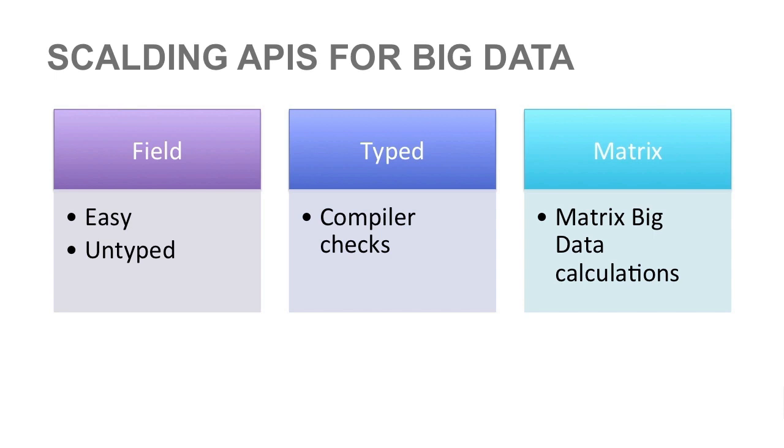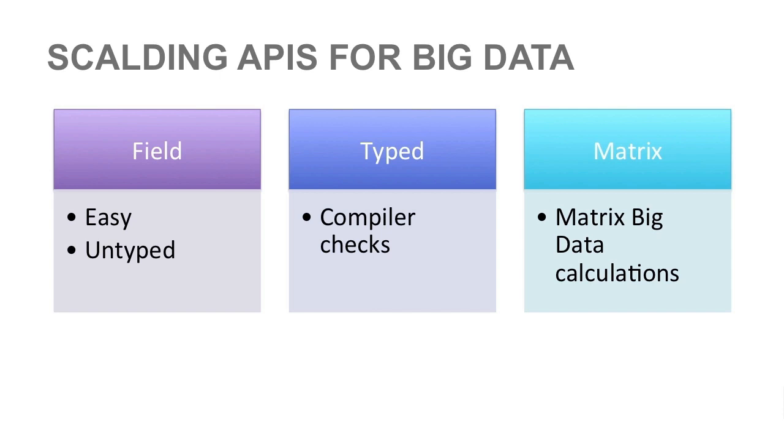The most commonly used API is what is known as the Fields API. It is very easy to use. We are accessing fields in our files, and this API is untyped. So that means that the compiler is not going to be able to check everything in our program. This is the oldest API. It is the most popular and very, very easy to use.